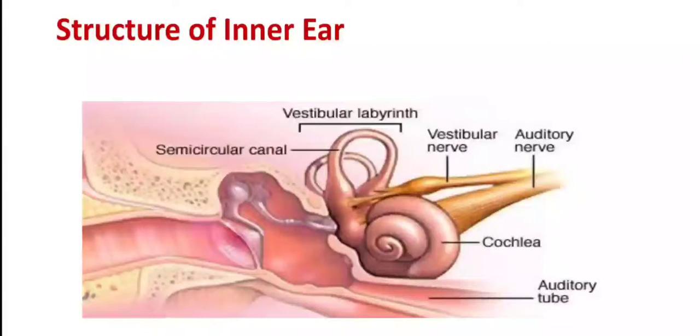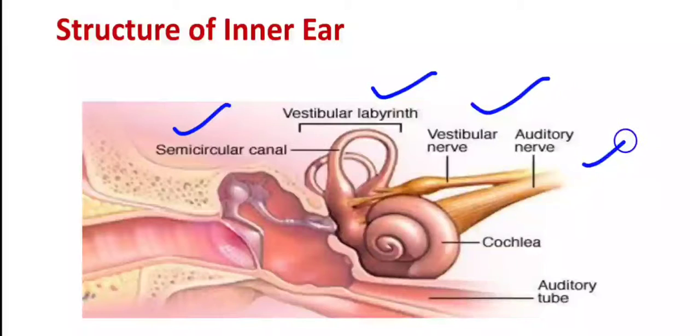This is again structure of human ear. Here you can see three semicircular canals are there, which are at right angle to each other. Vestibular labyrinth is there. Vestibular nerve and auditory nerve, or we can say the nerve which originates from the cochlea. Cochlea and vestibular nerve both collectively are known as vestibulocochlear nerves.